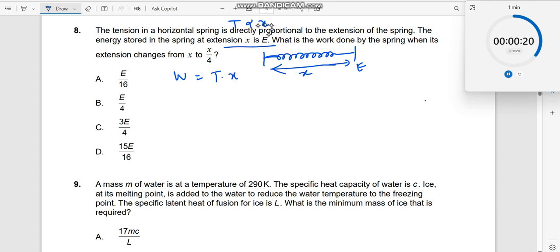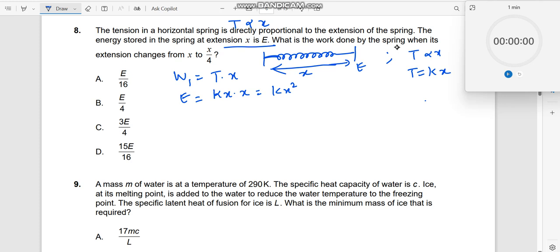But he also says T is proportional to x. Let me write it down separately. T is proportional to x, or T is equal to some k into x. When I substitute it over here, I get kx into x, which should be equal to kx squared. Let me write W1 over here. Next, the energy stored expression is x over here, so I will write this as equal to E. E equals kx squared.